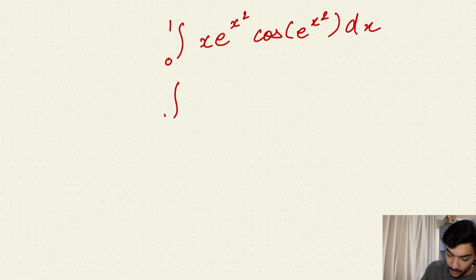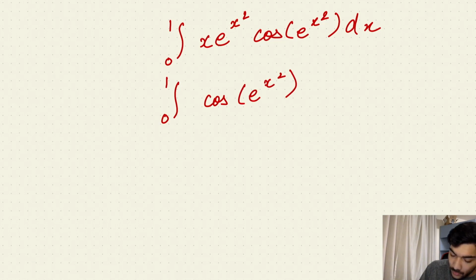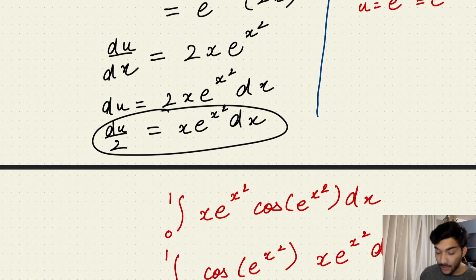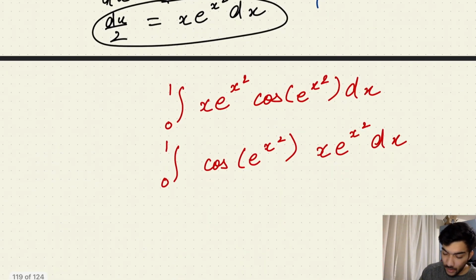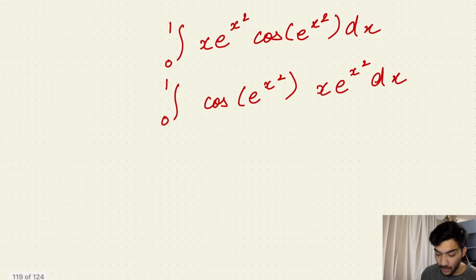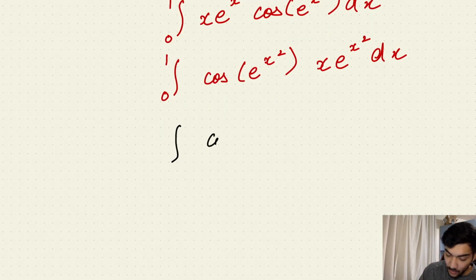And if we further simplify this according to the substitution values, let's rearrange this equation so that we can clearly visualize the substitution. So I'll take cos first. This would be cos e to the power x square, and the rest term is x e to the power x square dx. And as you can clearly see, x e to the power x square dx can be changed to du by 2, and e to the power x square can be changed to u. So now the final expression after making all those changes would be cos of u, and x e to the power x square dx would be changed to du.